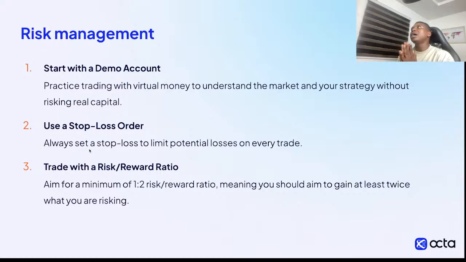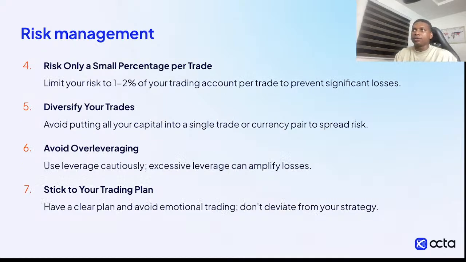One of the things that have actually hampered the growth of newbies is the fact that they've not learned to use stop loss orders. Three, trade with risk to reward ratio. So always have a target of the risk to reward you are willing to take. Are you willing to risk 2% of your capital to make 4% profit? That is the question you should be asking yourself. Then risk only a small percentage per trade. So it's important that you don't put all your eggs in one basket. Same as diversify your trade.